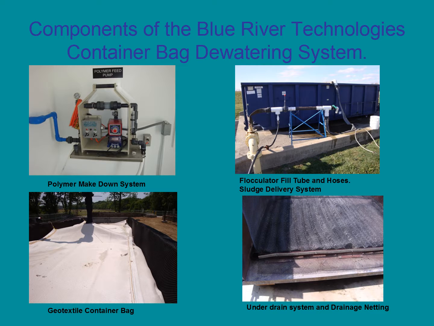The components of the Blue River Technologies container bag system include a polymer makedown unit that is used to produce the flocculant solution, a flocculator and fill tube package that is used to mix the polymer solution with the sludge, the container bag, and some type of drainage space under the bag. Drainage netting is used to keep the bag from sealing off on the smooth sides of the container.